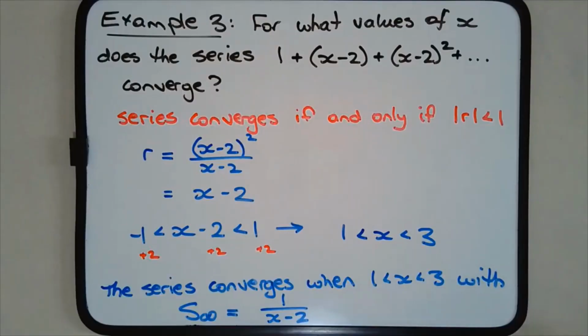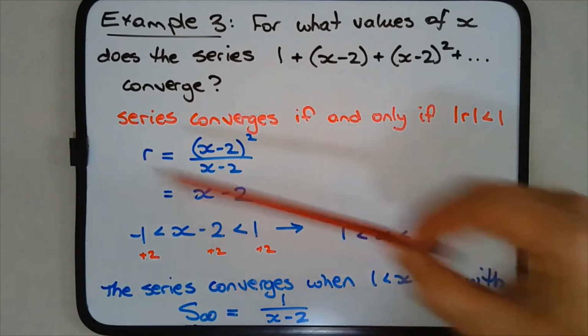Example 3. For what values of x does the series 1 plus (x minus 2) plus (x minus 2) all squared plus ... converge? Now the series converges if and only if the absolute value of r is less than 1. That is, the common ratio needs to be strictly between -1 and 1, where r cannot equal 0. So let's find the common ratio.